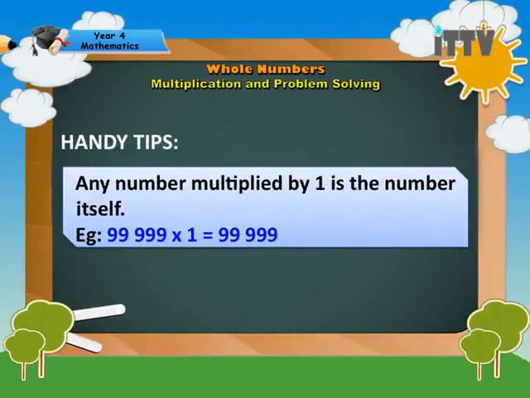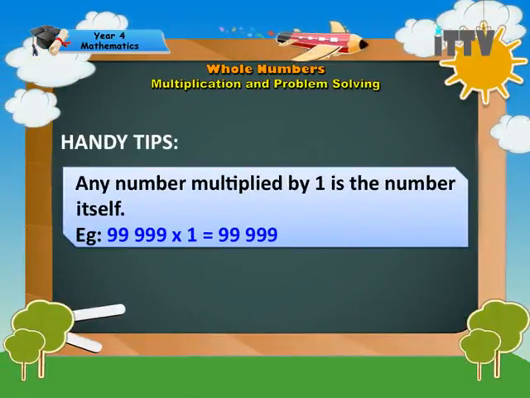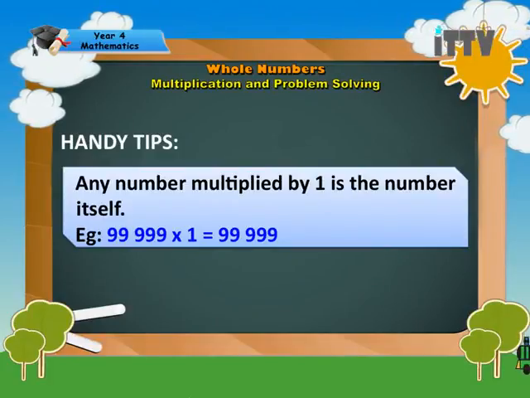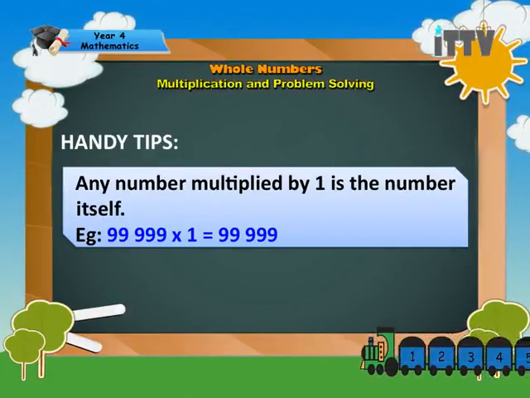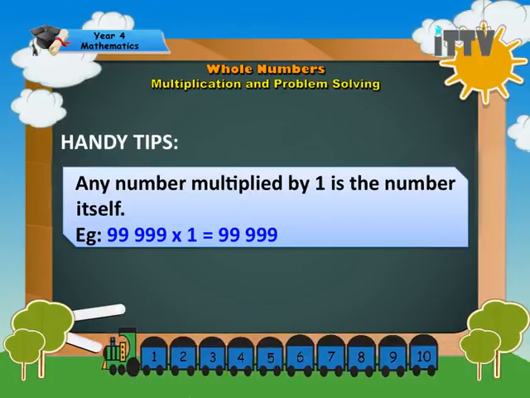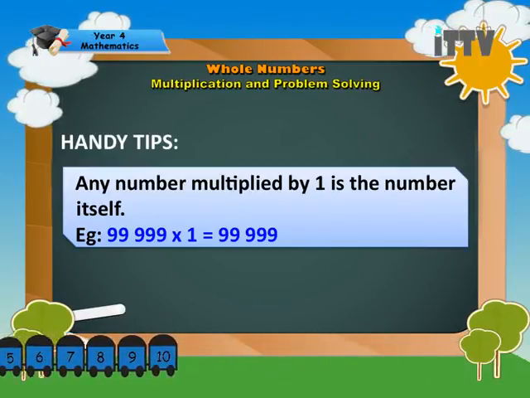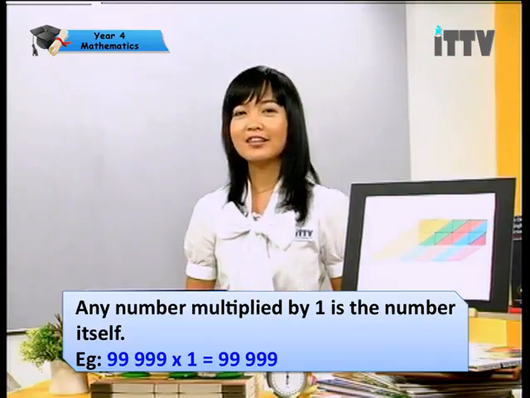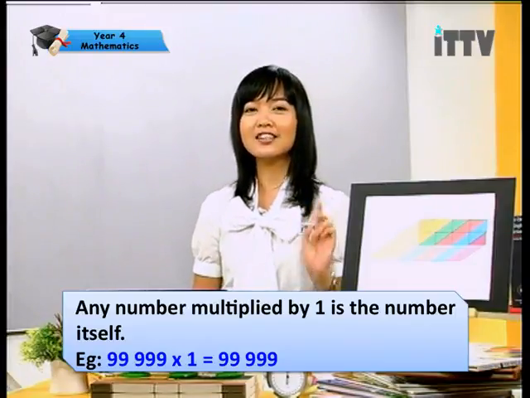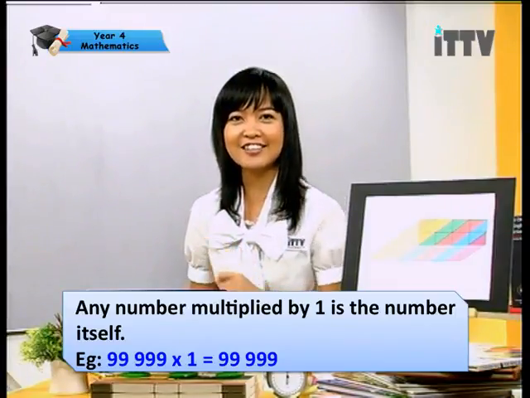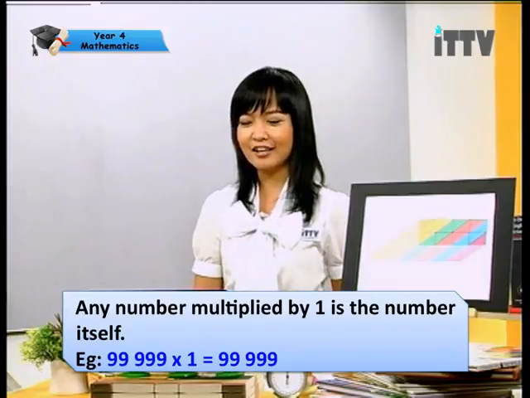And here's the second tip. Any number multiplied by 1 is the number itself. So no matter how big the number you have, for example, 99,999, multiply by 1, you will get back the same answer, which is 99,999. Okay? It's that easy.